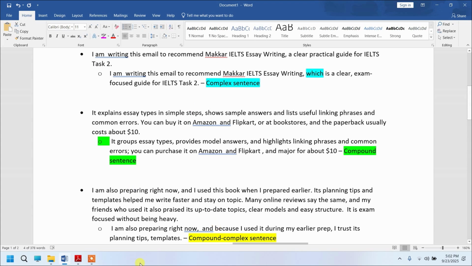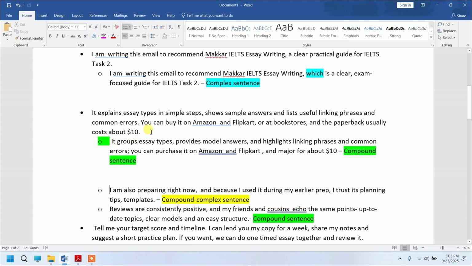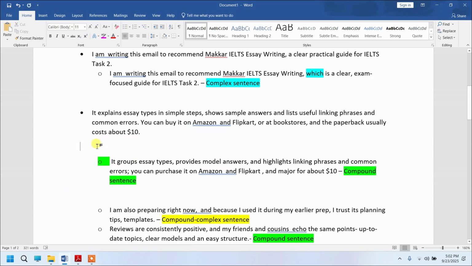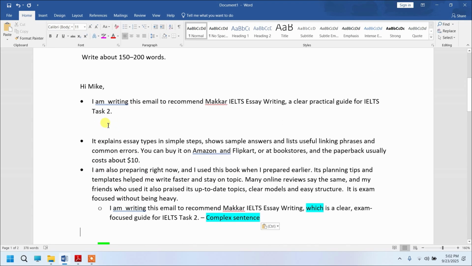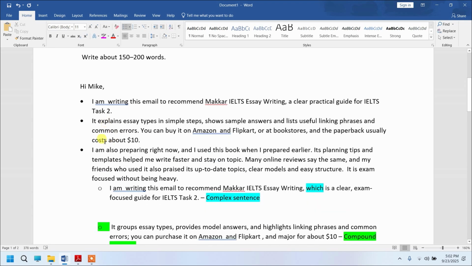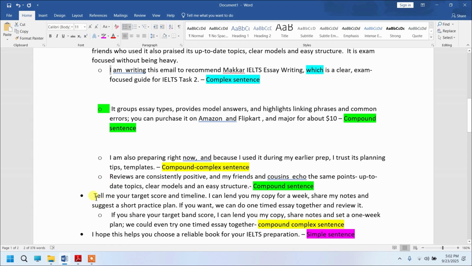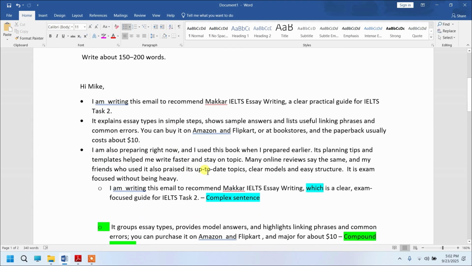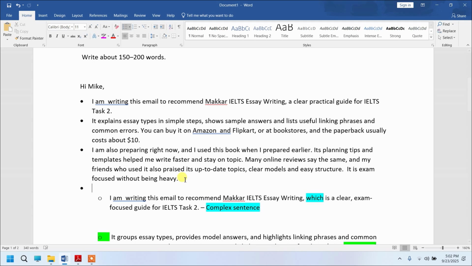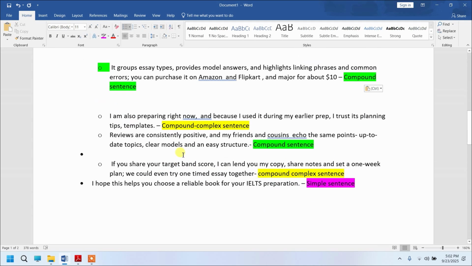So now if I just copy all things together, see what was my original one and how I changed it to make sure there is variety in my answer. When students say they want to score 9, I tell them you should have variety. And when I say variety, this is what I mean. You should have a variety of structures. That is very important. Tell me your target.